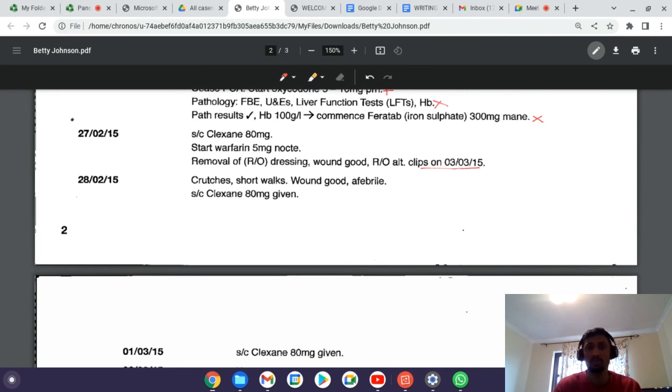Crutches, short walks, wound good, afebrile, Clexane 80 milligram given. Okay.